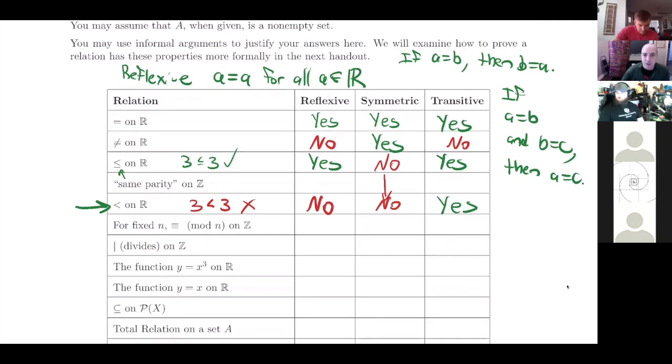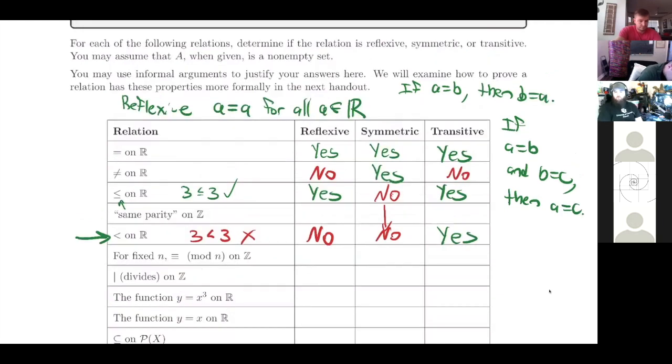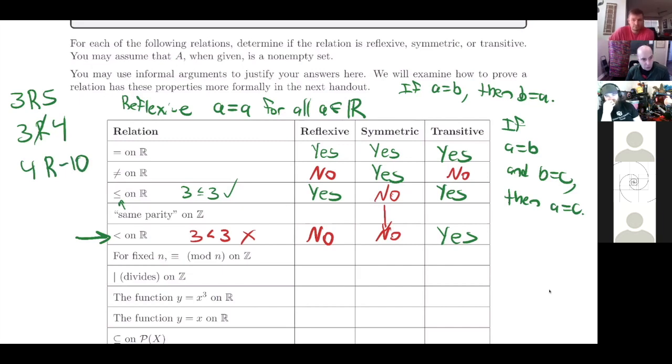Okay, so we skipped over the parity one. Remember, same parity means we would say like 3 is related to 5 by this because they're both odd, right? And we would say that 3 is not related to 4 because they have different parity. We would say 4 is related to minus 10 because those are both even numbers. So which of these properties do you think this parity relation satisfies?